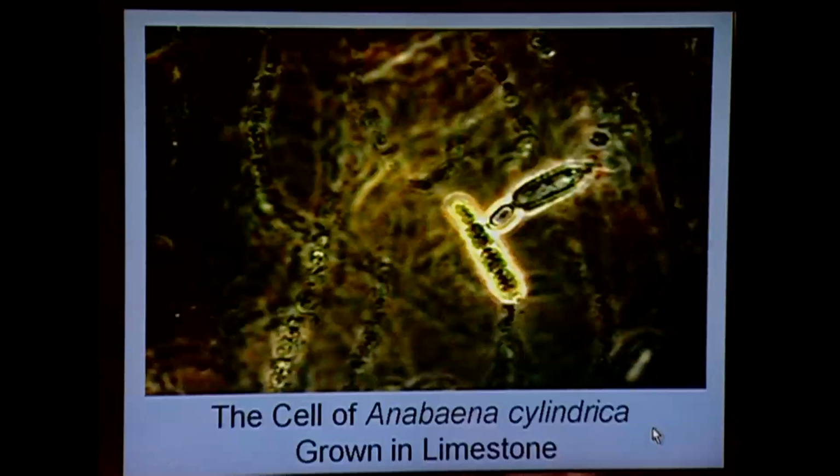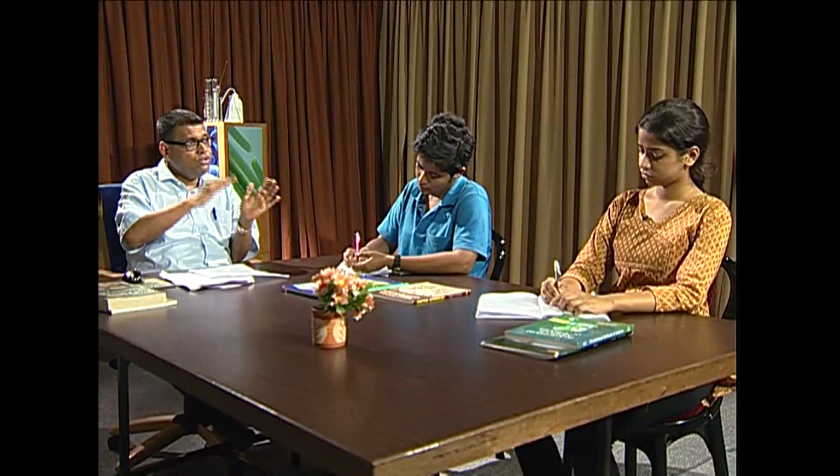Akinete formation is also seen in Anabaena cylindrica. This Anabaena cylindrica was subjected to stringent environmental conditions. It was grown on limestone rock because of its alkaline pH for 28 days, and it was subjected to very low to very high temperatures, maybe -80 to +80 degrees centigrade. They were exposed to UV, maybe 325 to 400 nanometers.